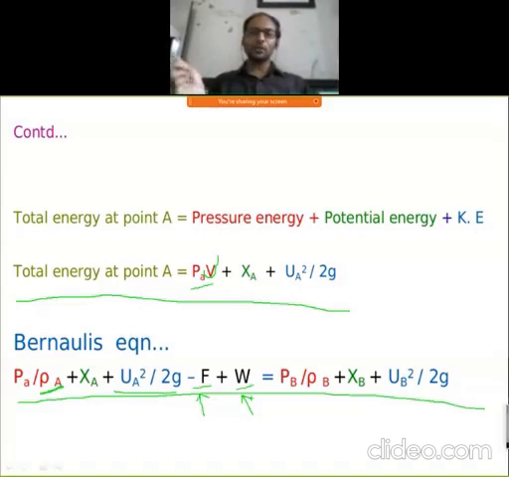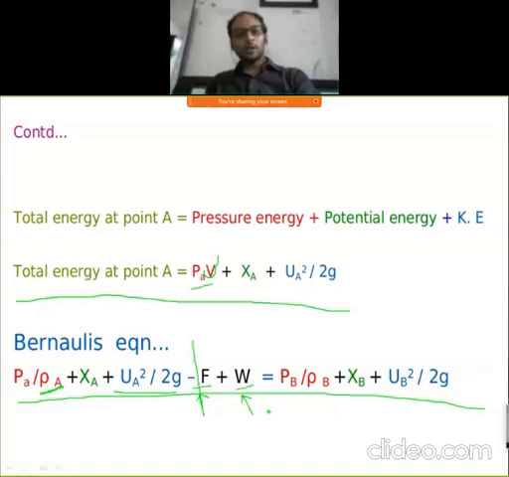So additionally we add that energy also, and this minus F is due to what? When we are dealing with the flow of your fluid, there may be chances of energy losses due to friction of the liquid against the side walls of the tube. Therefore we also have to consider this minus F. So this is the energy at point A, which is the same as the energy at point B.